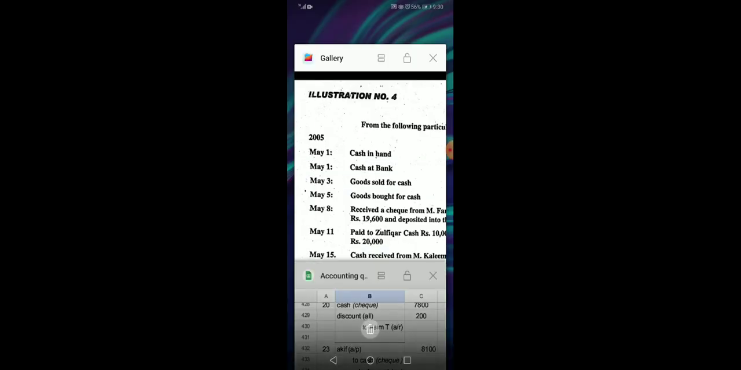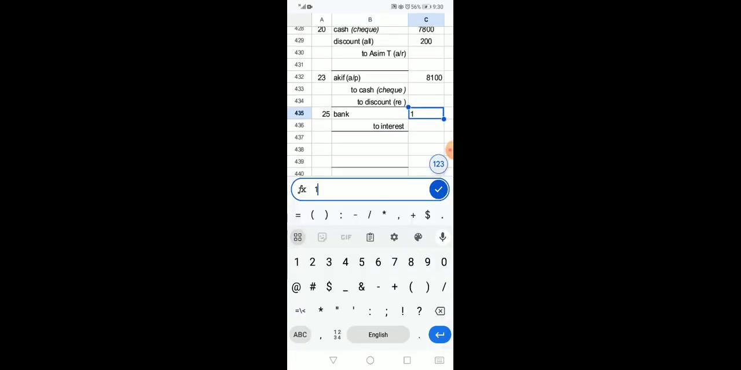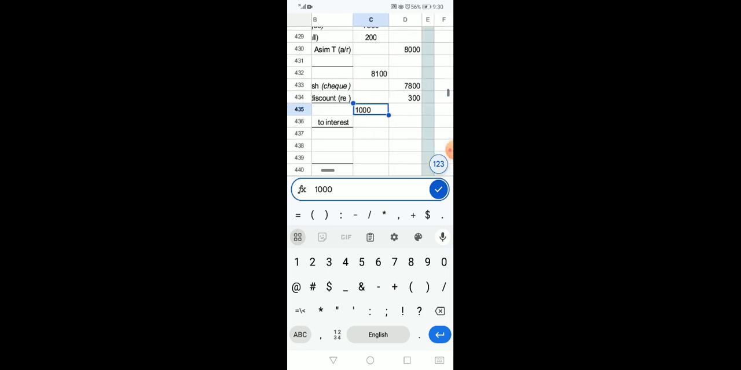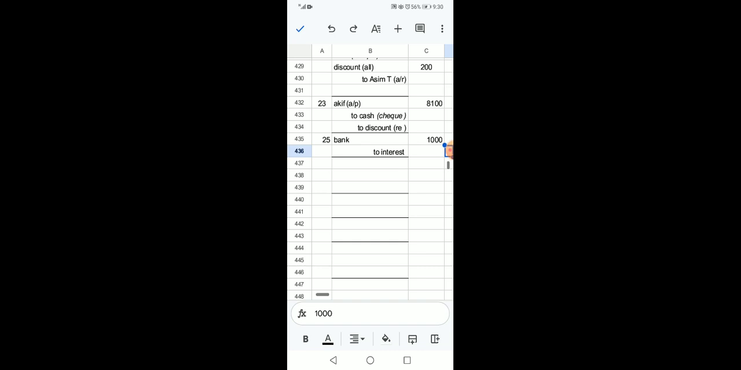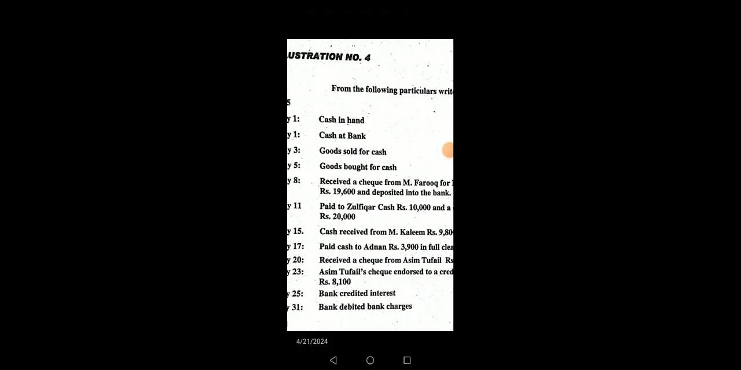Let's see how much interest. On May 25, it is 1000, so you will mention 1000 on the debit side and the same amount will be written on the credit side. In this way you have completed your entry number 25. Now let's see what entry number comes after 25. We have 31. Entry number 31 is saying what?